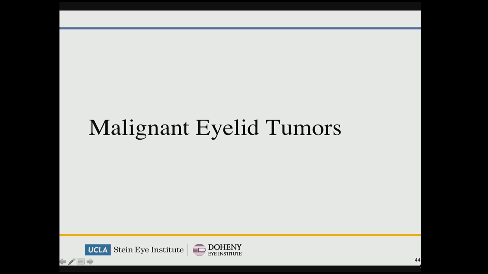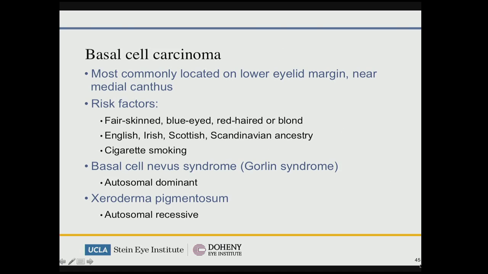So moving on to malignant eyelid tumors. Basal cell carcinoma is most commonly located on the lower eyelid margin and near the medial canthus. Risk factors include patients who are fair-skinned and of English, Irish, Scottish, or Scandinavian ancestry, and cigarette smoking is also a risk factor for these patients.